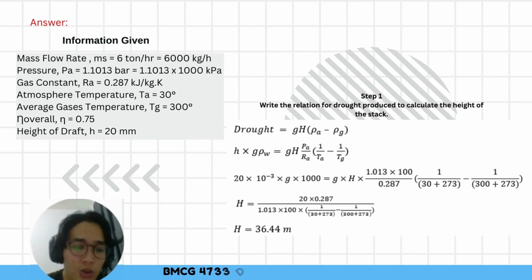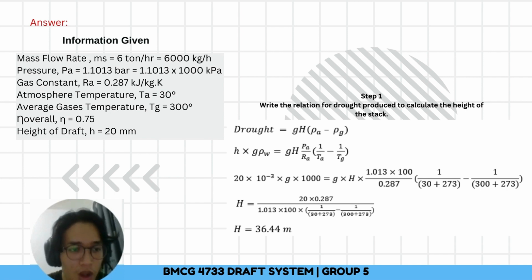So, to answer this question, we need to derive the information given, which is mass flow rate 6 tons per hour or 6,000 kilograms per hour. Pressure is equal to 1.1013 bar or 1.1013 times 1000 kilopascal. Gas constant Ra is 0.287 kilojoule per kilogram K. Atmosphere temperature Ta equals 30 degrees C. Average gas temperature Tg equals 300 degrees C. Overall efficiency is 0.75. Height of the draft H equals 20 mm.